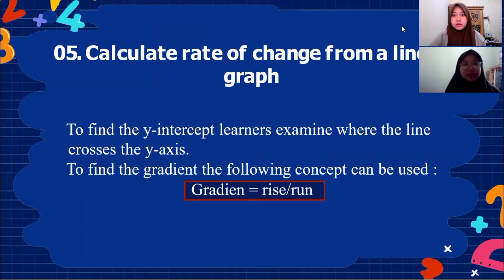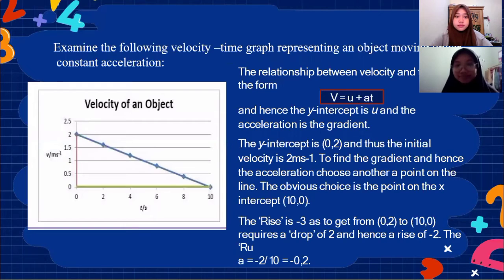So, okay, we move to the next topic about the graph. This is calculating rate of change from a linear graph. To find the y-intercept, learners examine where the line crosses the y-axis. To find the gradient, the following concept can be used. So, this is the formula. Gradient equals rise over run. As we know, Ghevira explained about this: gradient is equal to rise over run. So we move to the next page, please.